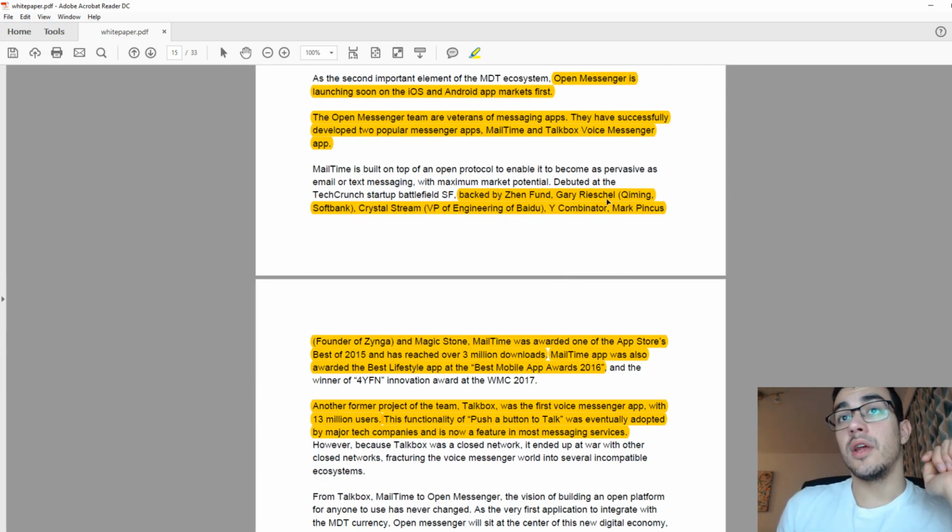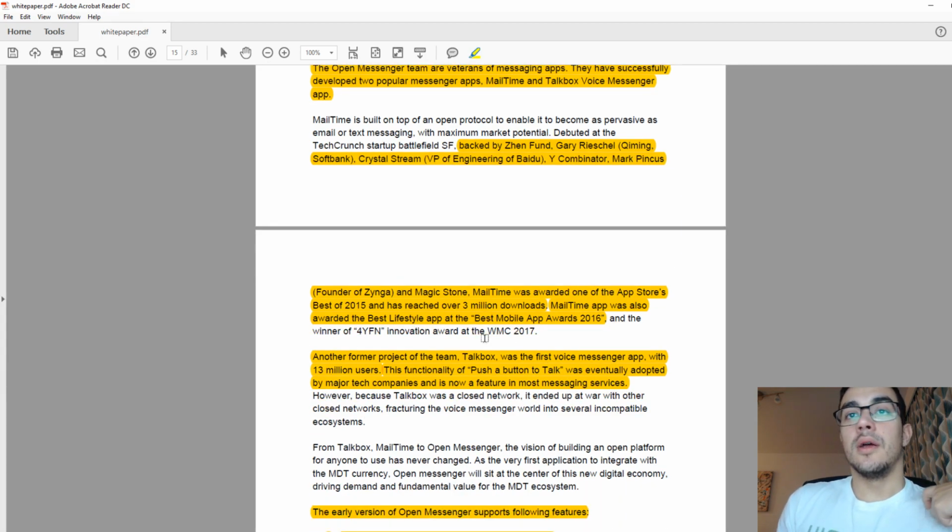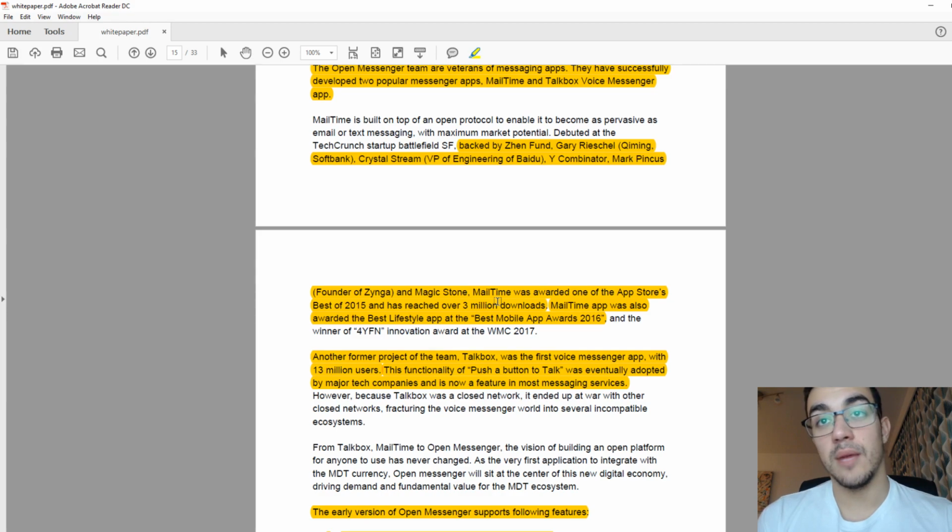Zen Fund, Gary Reichel from SoftBank, Crystal Stream, 5P Engineering of Baidu, Y Combinator, which is a pretty big company which supports startup companies, Mark Pincus, the founder of Zynga, also a pretty big name, and Mike Magic Stone. Mailtime, which was their first product, was awarded one of the App Store's Best of 2015 and has reached over 3 million downloads. Mailtime was also awarded the Best Lifestyle App at the Best Mobile App Awards 2016. This is pretty big.